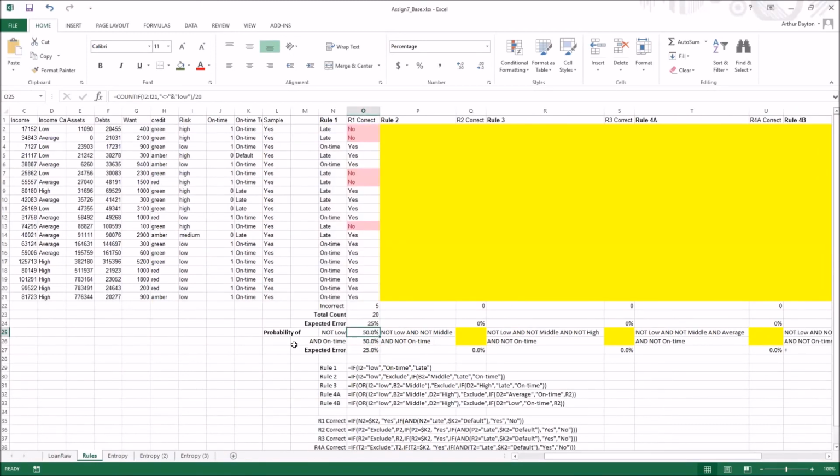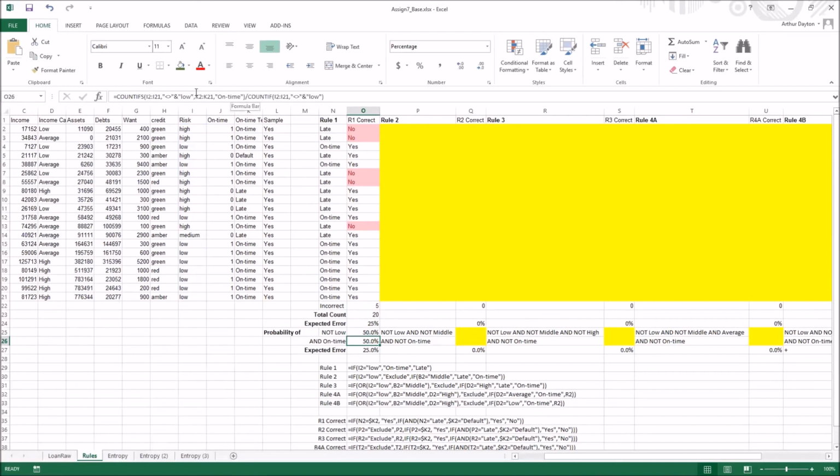Alternatively, we can use the probability to calculate our expected error here. So our rule says if our risk is equal to low, then we predict that our payment will be on time. To calculate our expected error, we can look at the probability of not low, which is the total values not equal to low divided by all of our samples. And then for those values, what is the probability that they will be on time, i.e. the opposite of what we would predict for them.